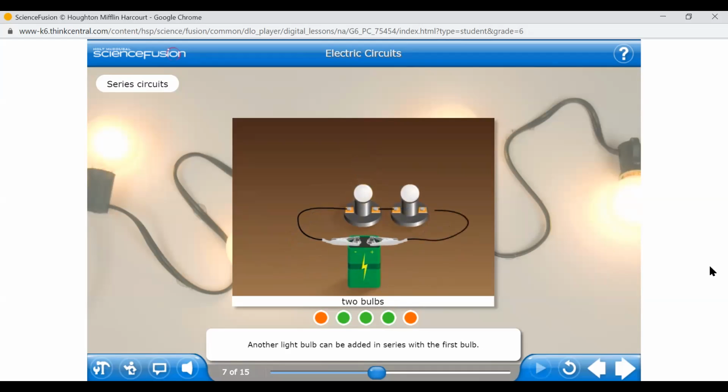Another light bulb can be added in series with the first bulb. This is done by placing the second bulb between the first bulb and the battery. Note that there's still only one path for the current to follow in this new series circuit. Let's add a third bulb by again inserting it between the battery and a bulb. There's still only one path for the current to follow in the circuit.